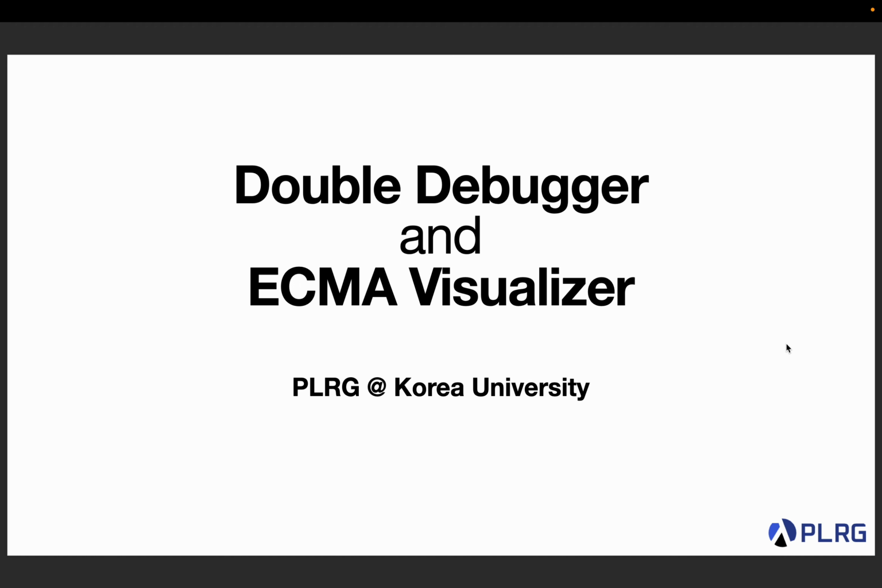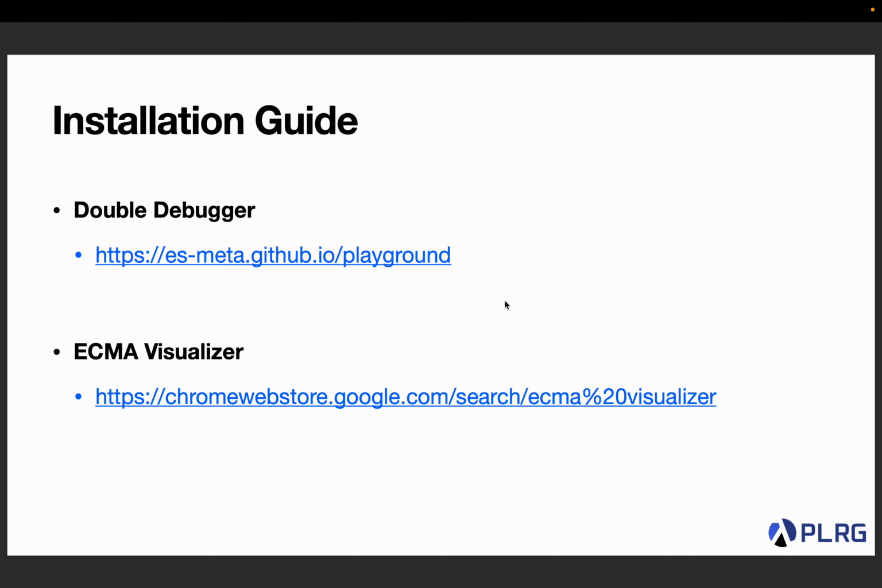They are extensions of the ECMA toolchain that help users easily understand the official JavaScript language specification. You can use the Double Debugger by visiting this URL, and the ECMA Visualizer is a Chrome extension, so you can search for it on the Chrome Web Store or visit this link directly.